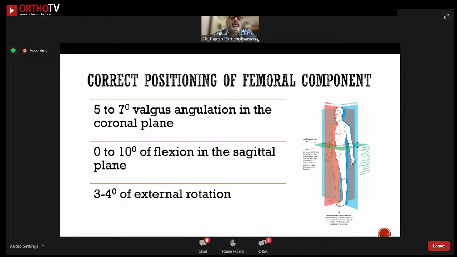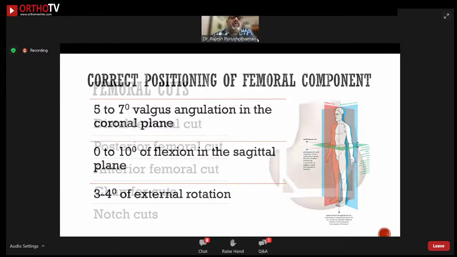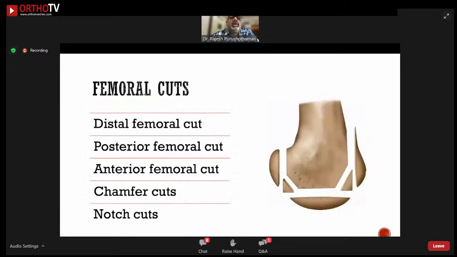In the sagittal plane, the flexion should not be more than 10 degrees. It should be ideally between 0-10 degrees. And in the axial plane, the femoral component should be in 3-4 degrees of external rotation. In the distal femur, we have to take multiple cuts. One is the distal femoral cut, then the posterior femoral cut, anterior femoral cut, chamfer cuts, and notch cuts.